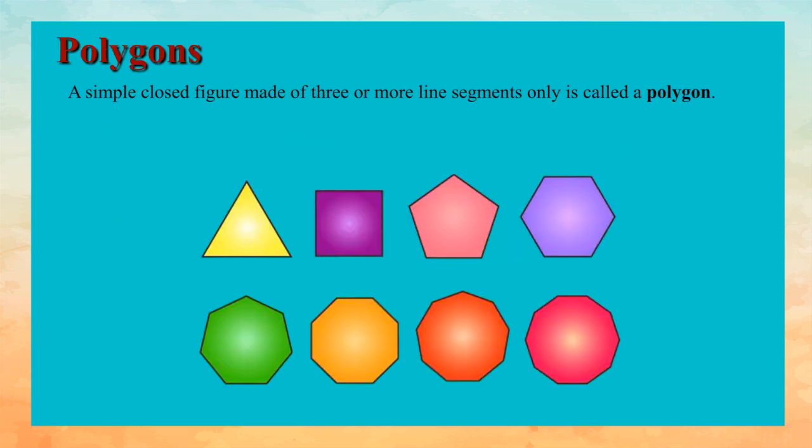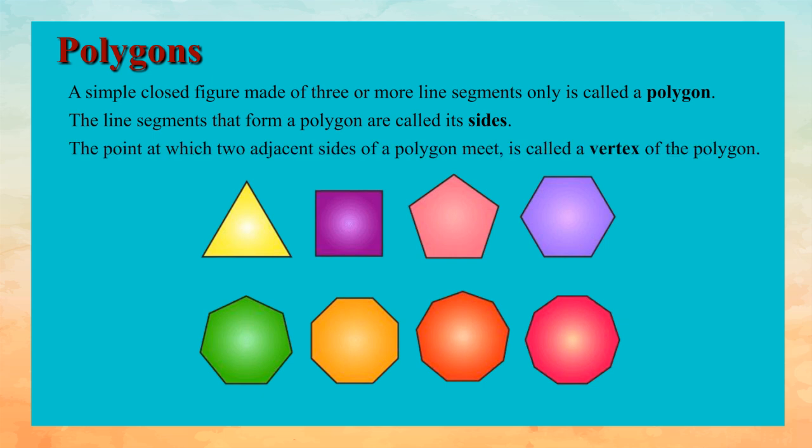Polygons. A simple closed figure made of three or more line segments only is called a polygon. The line segments that form a polygon are called its sides. The point at which two adjacent sides of a polygon meet is called a vertex of the polygon.